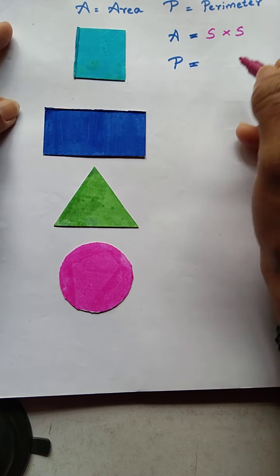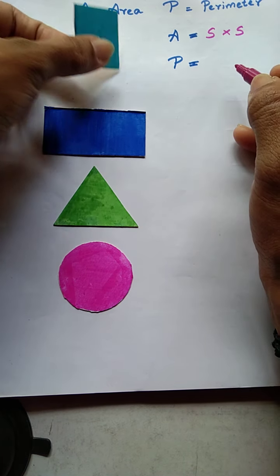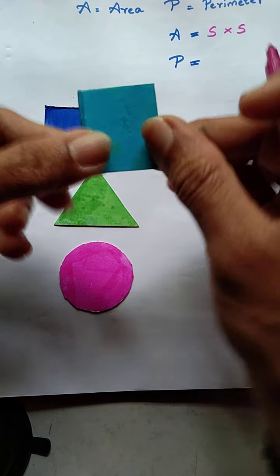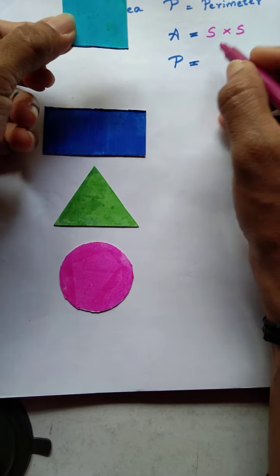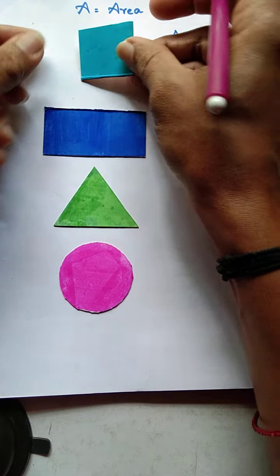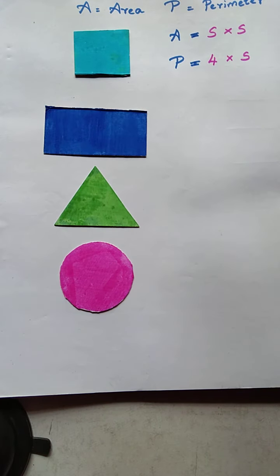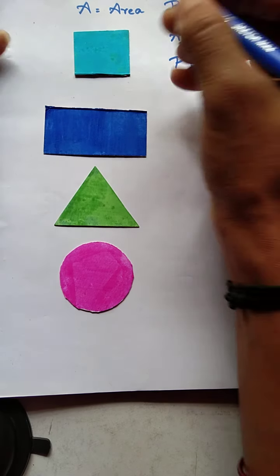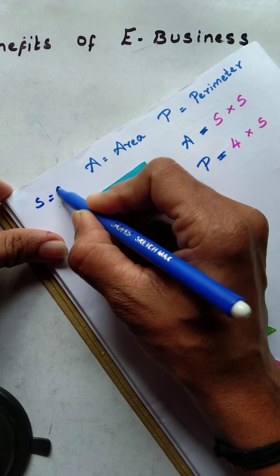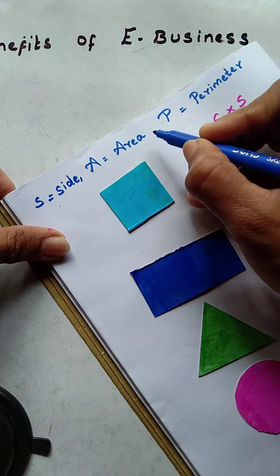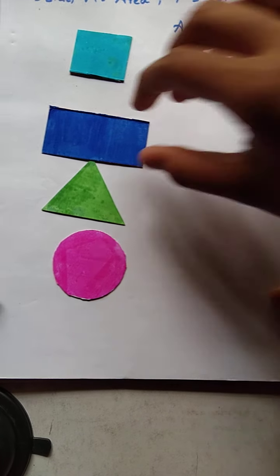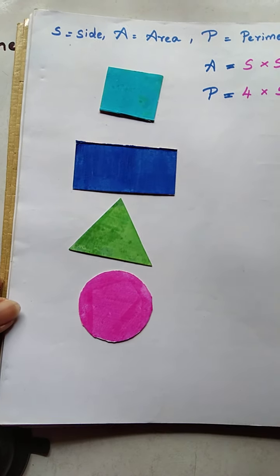Clear? Now what is perimeter? See how many sides are there in the square? 1, 2, 3 and 4. So 4 into side we will call it as perimeter. Right children? So we will write one more piece of information here: S is equal to side, A is equal to area, and P is nothing but the perimeter. Clear children?